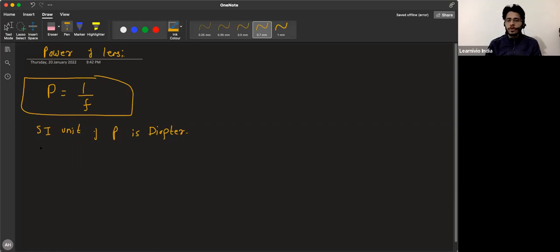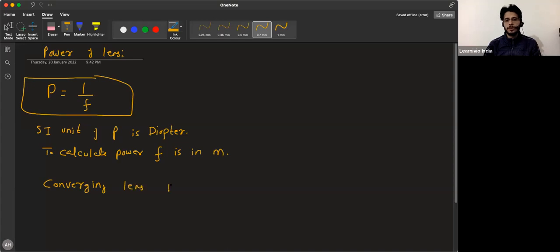To calculate power, your focal length should always be in meter. Never keep focal length in centimeter and try to calculate power. Focal length should always be in meter if you want to calculate power. If you have a converging lens, then power is positive. For a diverging lens, power comes out to be negative. That's power for a lens.